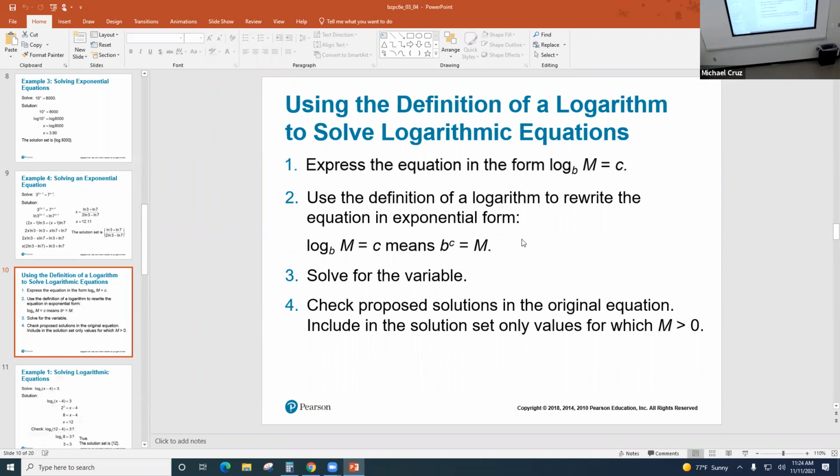All right, so we can also use the definition of a logarithm to solve logarithmic equations. First of all, we would express the equation in the form log base whatever of m is equal to c. And then use the definition of a logarithm to rewrite the equation in an exponential form. So now we're solving a logarithmic equation by writing it as an exponent. And then once you do that, you can solve it for the variable pretty much like what we've done so far.